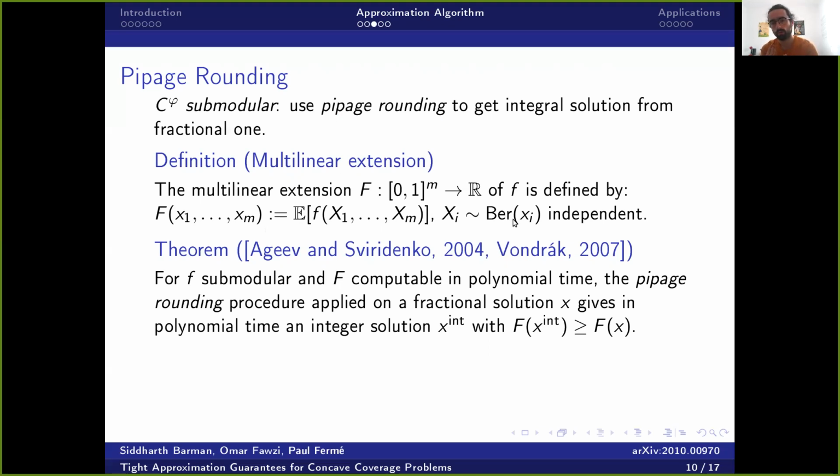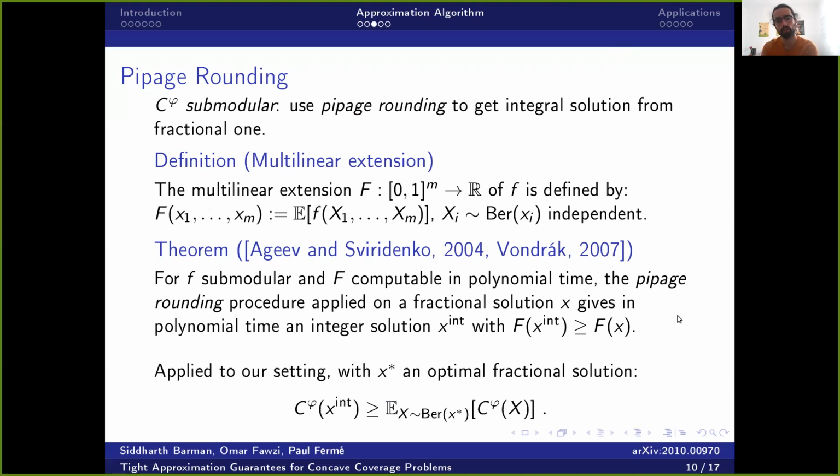So the thing is, with this multilinear extension, one can find with the pipage rounding procedure, as soon as this function f is computable in polynomial time, an integer solution from a fractional solution in polynomial time. And this will satisfy this inequality. So this is the main pipage rounding theorem.